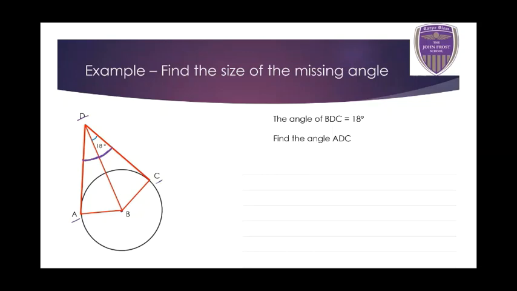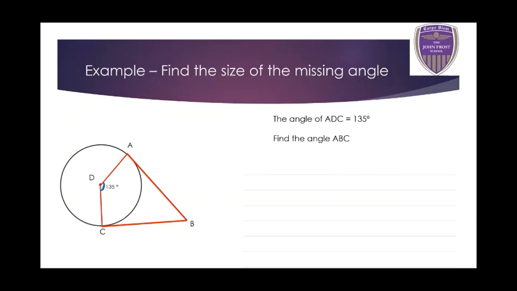So therefore if this angle up here is 18 degrees, then that means that this angle next to it also has to be 18 degrees because we've cut it in half. Therefore ADC has to be the sum of 18 and 18. So ADC equals 18 degrees plus 18 degrees, or 18 times 2, whichever you prefer, and that equals 36 degrees. Just like that. Let's have a look at another example question.